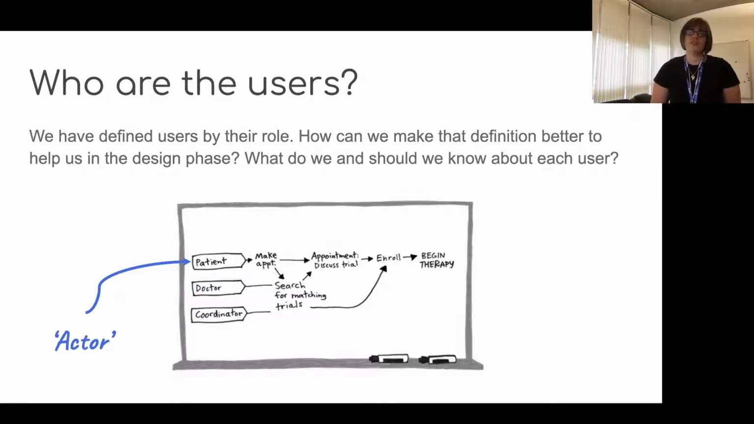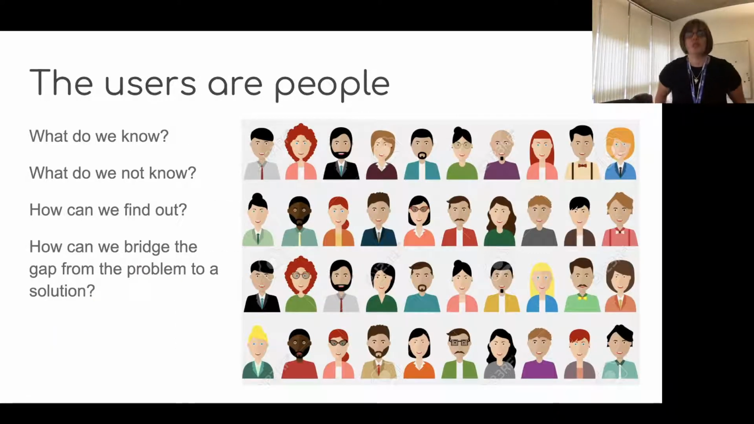So what we need to do now is try and make that definition of the role a bit better and a bit more fleshed out so that it can help us in the design phase. So what do we know and what should we know about each of those users? I've used the word users, but at the crux of it, users are people, right? So we need to find out what we know, what we don't know. We need to figure out how we can find out about these people, users, stakeholders, and how can we use that information to then bridge the gap, because we have a problem and we know that we have a solution, but we need to figure out how to get there.